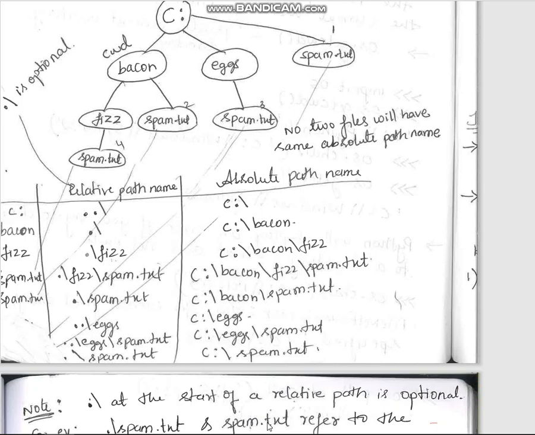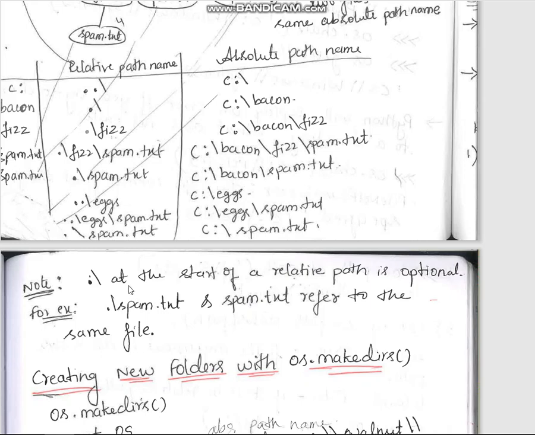Okay guys, so for this spam.txt, I can write the absolute path as C colon slash spam.txt. Okay, so here how to write the relative path for this one? If I write dot slash spam.txt, it refers to this file itself, spam.txt. And dot slash at the start of the relative path is optional. We may write dot slash or you may simply write spam.txt also. It refers to the same file itself. So you may add dot slash or you may not add dot slash.